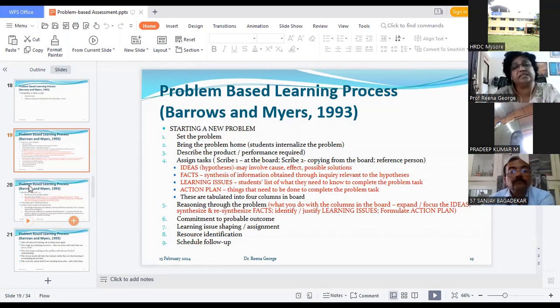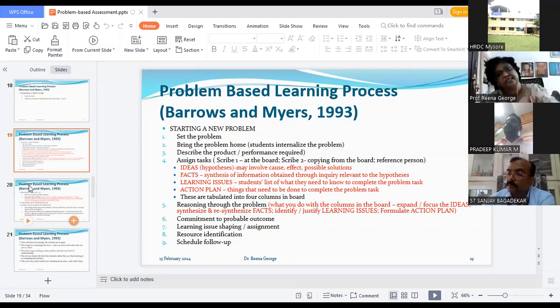They are the facts. Okay, so we usually keep a 4-column chart on the board where one student, in the header, will write for the first column ideas, for the second column facts, third column learning issues, and the fourth column action plan. So in the problem-based learning process, it is what you prepare. We may call it a lesson transcript or a lesson plan. We have a 4-column chart, okay, with these 4 headers: ideas, facts, learning issues, and action plan.